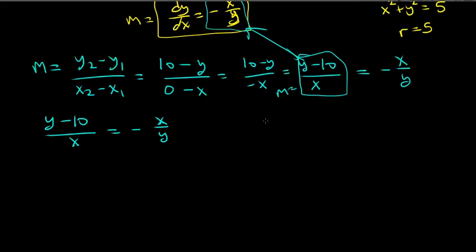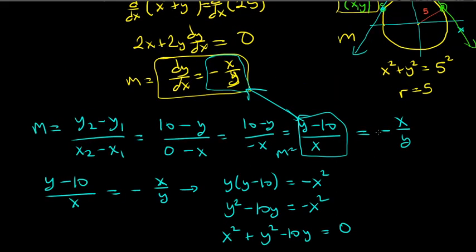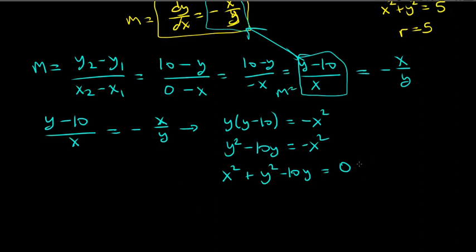Well, we could cross multiply here. So if I multiply both sides by y, I get y times y minus 10. If I multiply both sides by x, I get negative x squared. And what does that give us? This gives us y squared minus 10y is equal to negative x squared. This is not what I was expecting, but I guess that's true. Right? So we get an equation with both x and y.